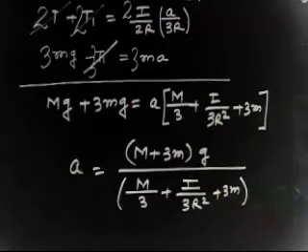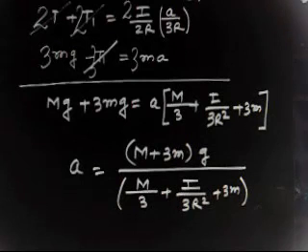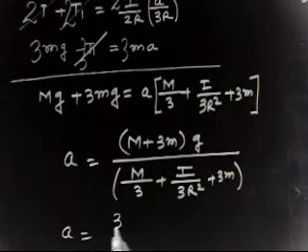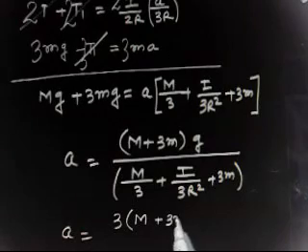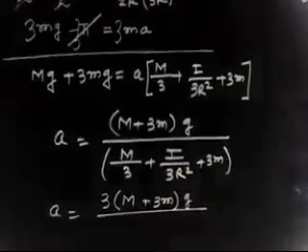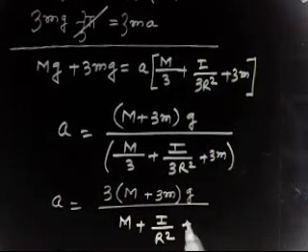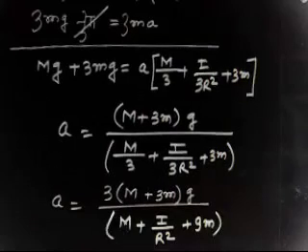Let us try to see this one. I can basically, if I want, solve slightly in a better way. If I multiply by 3, I will have 3m plus 9m g in the numerator, and if I multiply by 3, I will have m plus I by r square plus 9m. So this is the acceleration of the block A.